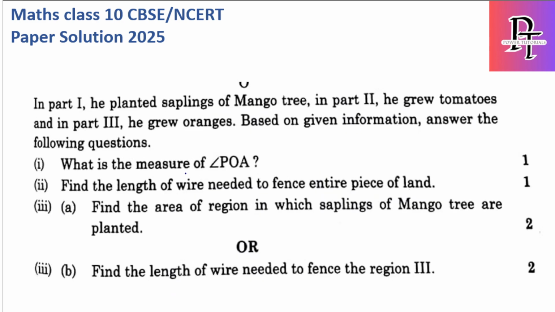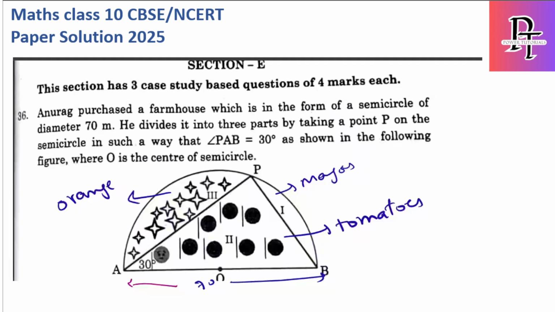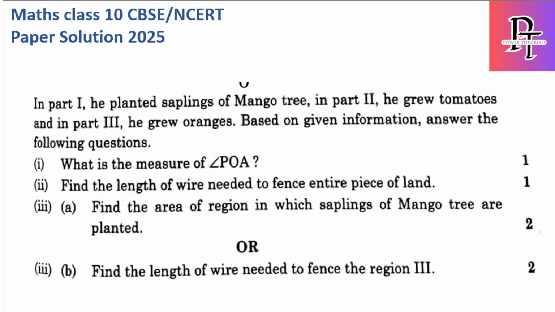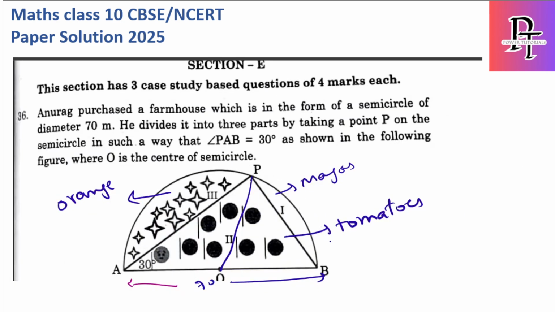So what else has he done? What is the measure of angle POA? They are asking this first. Let's draw a line like this. We need to find POA. And then find the length of wire needed to fence the entire piece of land. The entire piece of land means the entire semicircle, so it is simply the perimeter of a semicircle. If you find it, you will get the final answer.